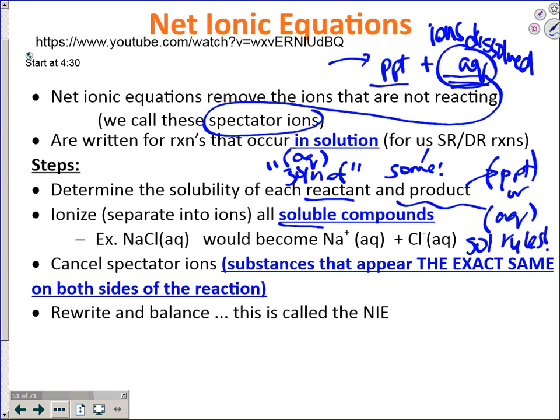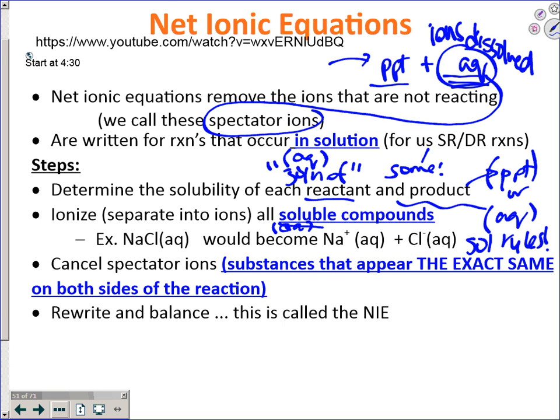So if it's soluble, do we put PPT or aqueous next to it? Make a choice, loud and proud. So soluble means dissolved in solution. So is that PPT or aqueous? Aqueous. Most of us were saying aqueous. A couple were saying PPT. So the ones that we put AQ next to, we will ionize.